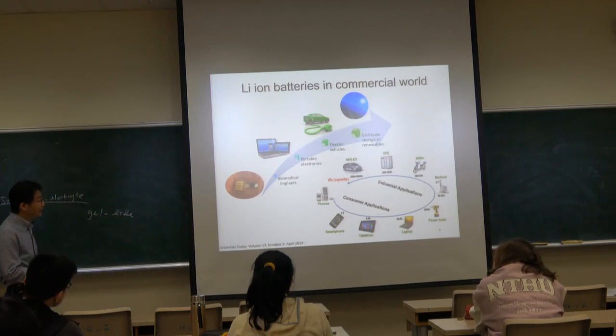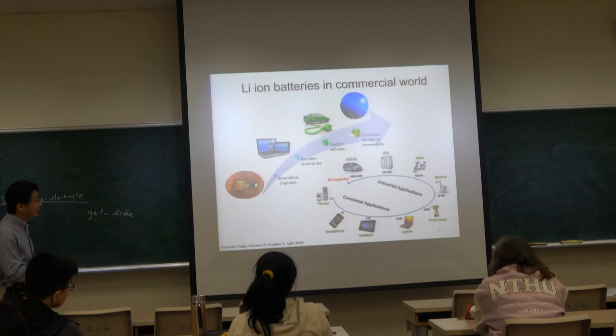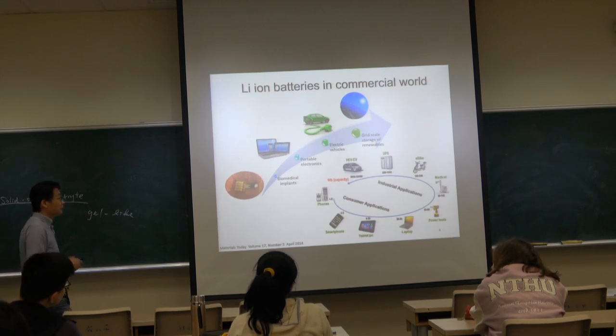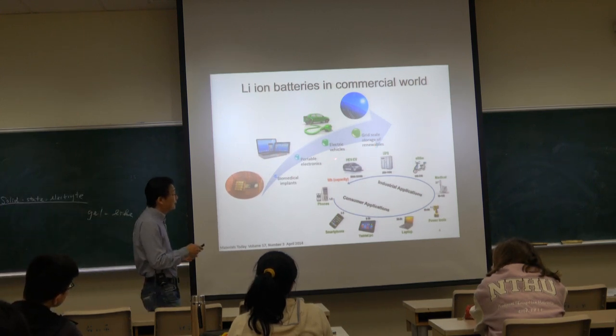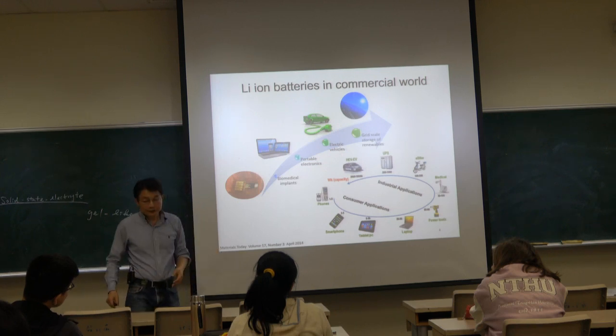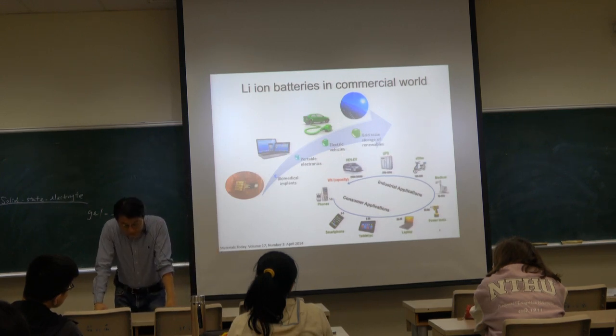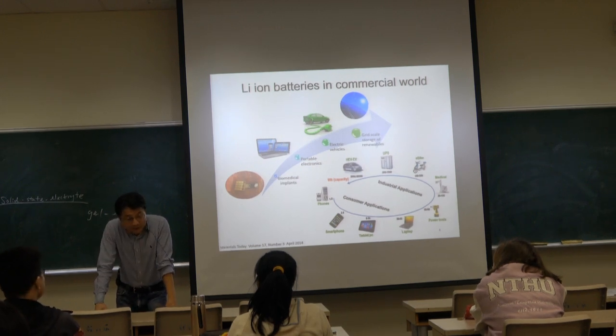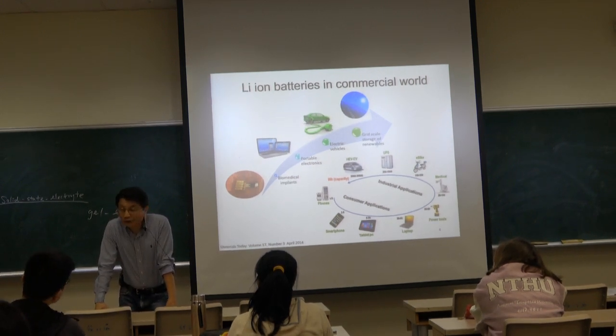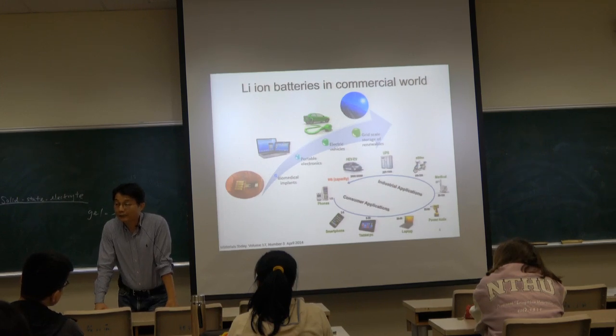And also the safety. The grid scale of the storage for the renewable is also quite important. Today, the electric car vehicle has become popular. For example, the first generation is the Tesla, right? Tesla has now become dominant in the market.